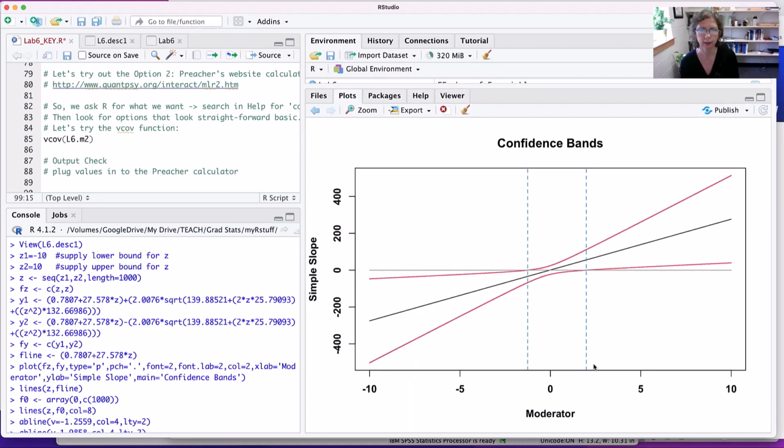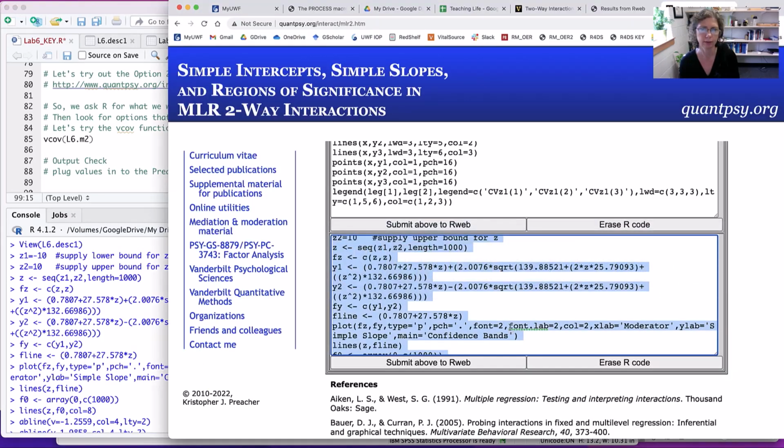So at above and below the mean, and remember we put in seniority as the moderator, these are the lines, the confidence bands are the red, and then the fit line for the simple slope from age to job performance at different levels of the moderator. So that's kind of cool. Let's see what the other graph has.